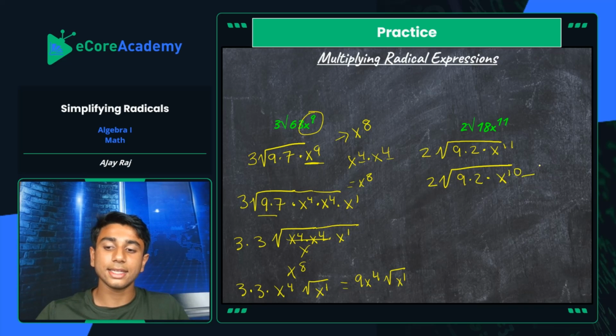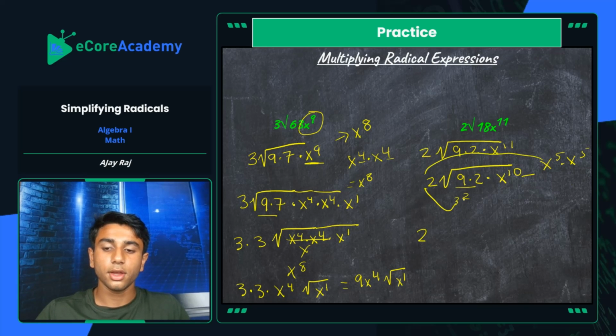We know that x to the 10th square rooted is going to be x to the 5th, because it's just x to the 5th times x to the 5th. You divide it in half. And then obviously, 9 here is going to be 3 squared. So we're going to take out that 3, put it here, and we're going to take out 1 x to the 5th and put it out here.